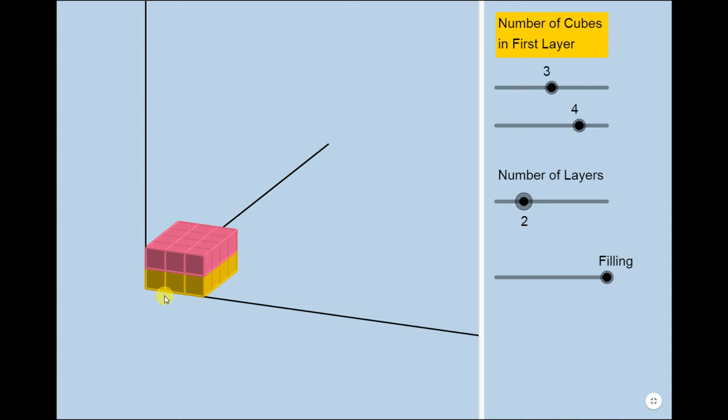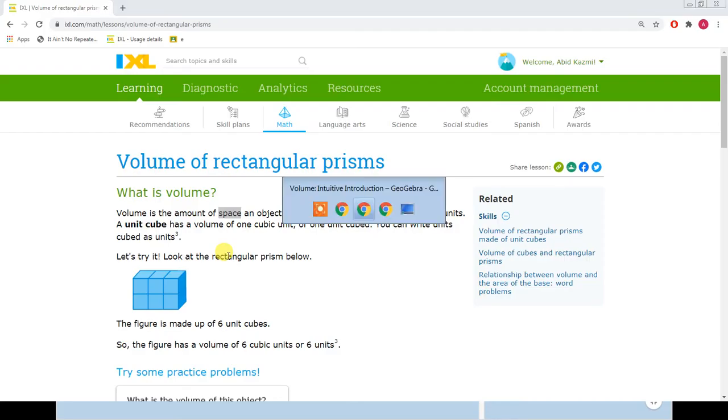Why are we counting in cubes? Because this is a three-dimensional object and we cannot measure it in squares. To cover this three-dimensional object, like a box, if I want to fill a box, I cannot fill it with squares. I have to fill it with small boxes, which we call cubes, which have all equal sides.